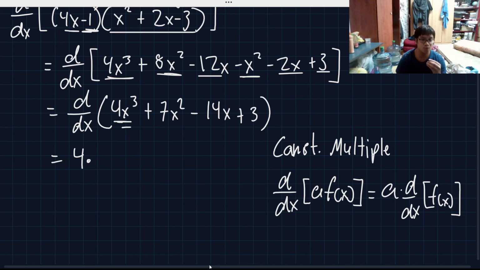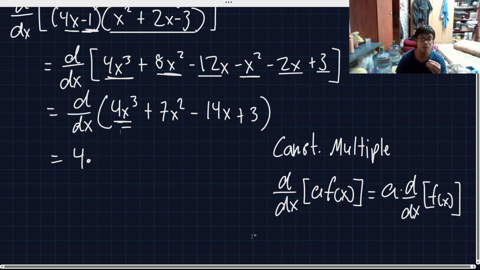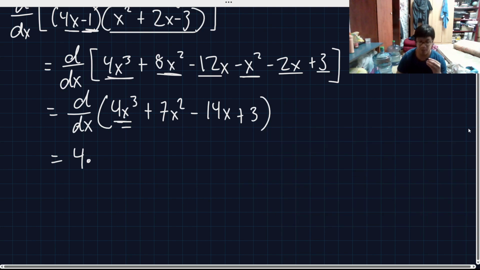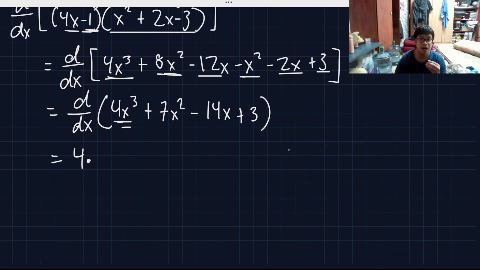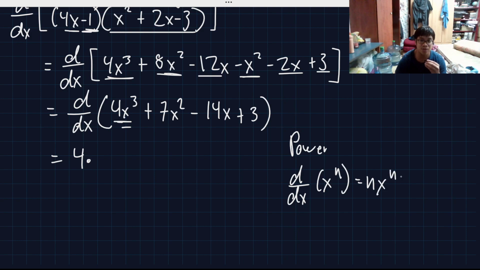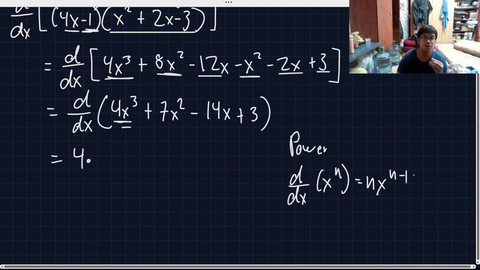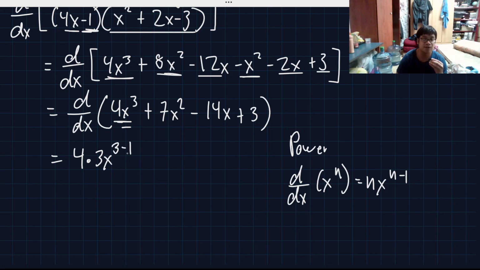So here, how can we get the derivative of x cubed? Since it has an exponent, we will use the power rule of differentiation. According to the power rule, the derivative of x raised to n is n times x raised to n minus 1, where n is the exponent. So therefore, in here we will have 3x raised to 3 minus 1.